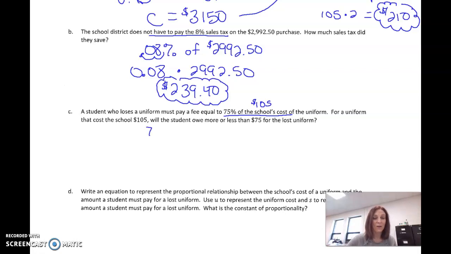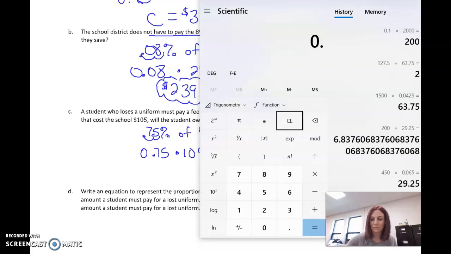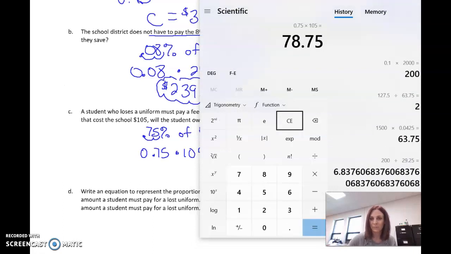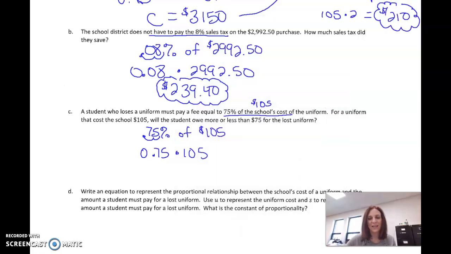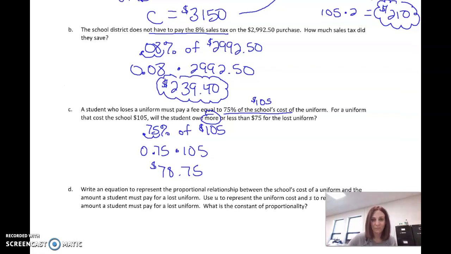Well, we need to figure out what 75% of 105 is. So change it to a decimal, 0.75 times 105, which is $78.75. So the student, the player, would have to pay $78.75. Well, that would be more than the $75.